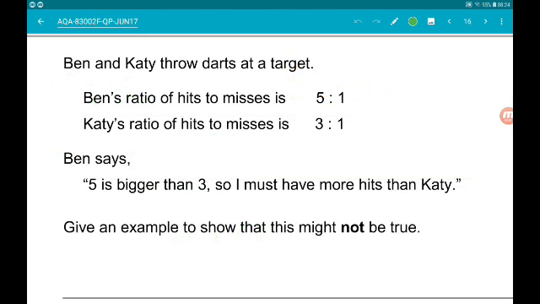Okay, number 19. Ben and Katie throw darts at the target. Ben's ratio of hits to misses is 5 to 1. Katie's ratio of hits to misses is 3 to 1. Ben says, 5 is bigger than 3, so I must have more hits than Katie. Give an example to show that this might not be true.